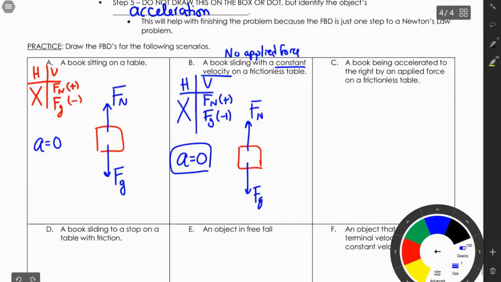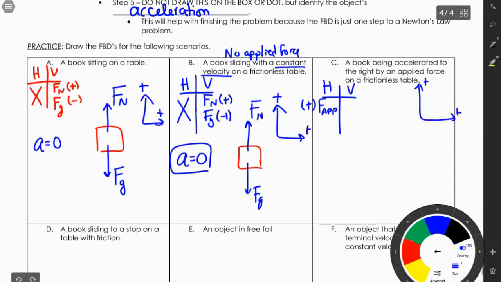Okay. All right. Part C, or example C, a book being accelerated to the right by an applied force on a frictionless table. Okay. So here's my forces. I have an applied force, and it says to the right, so it's going to be positive. Right. Oh, I forgot. I didn't identify the coordinate system. Sorry. Positive, positive. Right. Here we go. Okay. And now we've got our normal force because we're on a table, and then we have our weight, right? Because it's balancing the normal force.